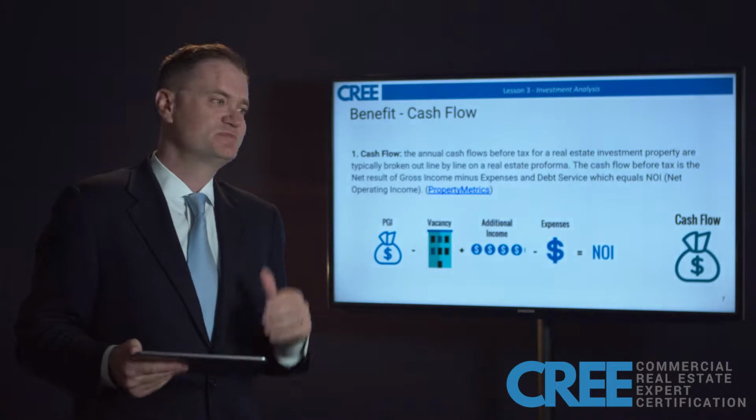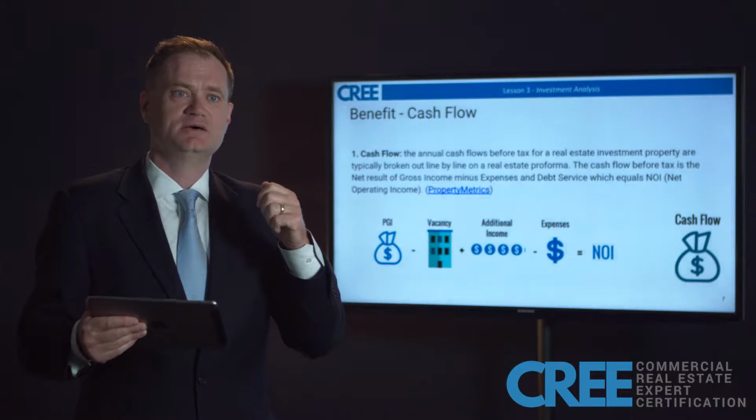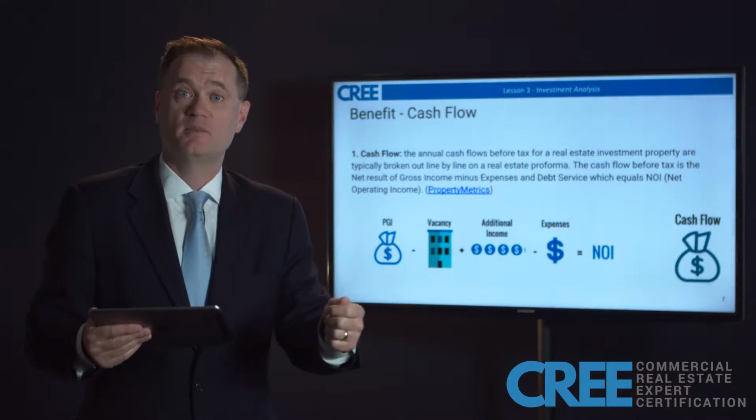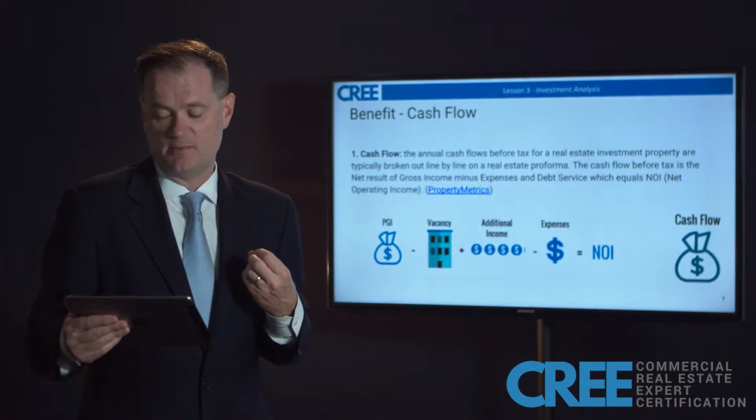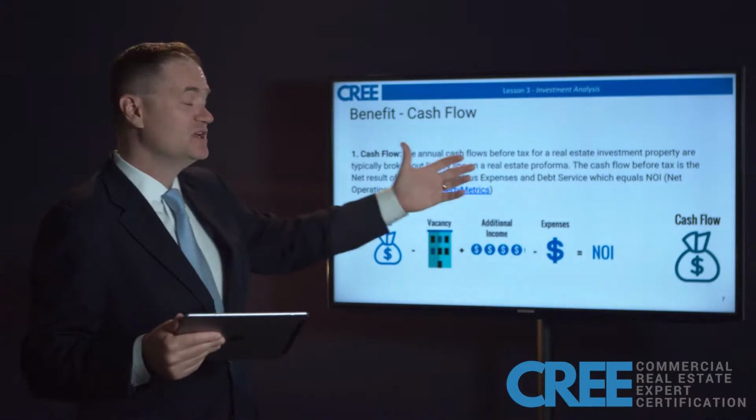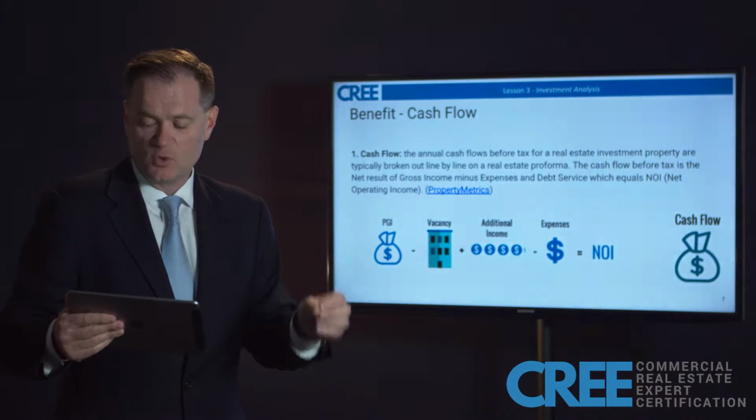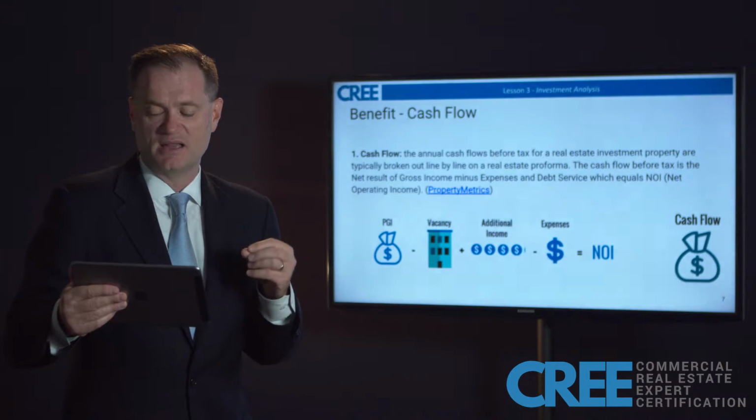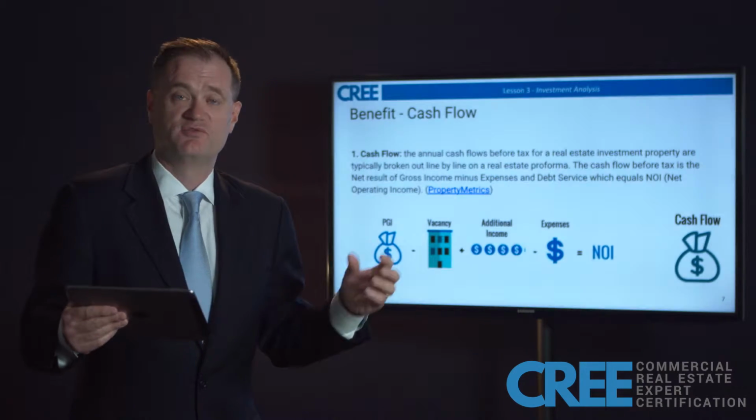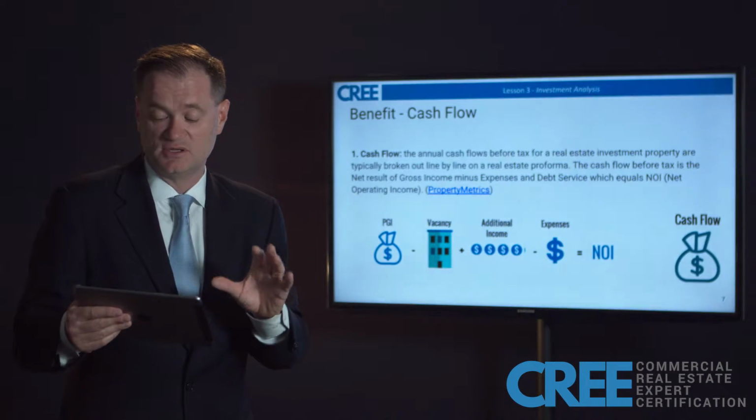Cash flow. This has got to be the number one reason. We take a dollar amount, we put it down on the property, and then we enjoy those benefits that are coming in. We have a definition here of what cash flow is. The annual cash flow before tax for real estate investment properties is typically broken out line by line on the real estate pro forma. And we're going to take you to the Knox Street pro forma and show you that here in a little bit.